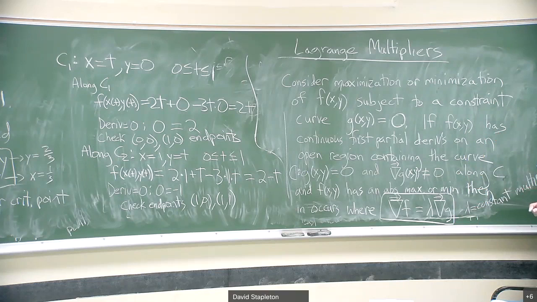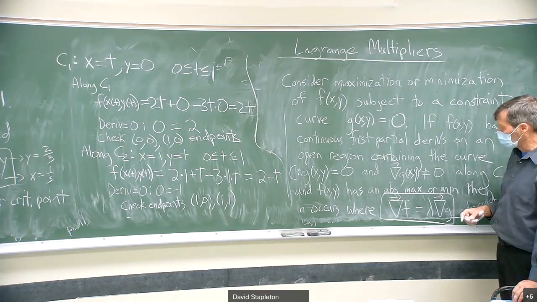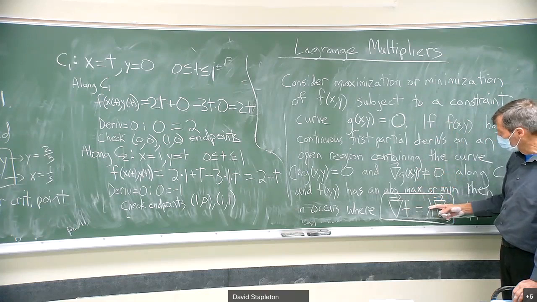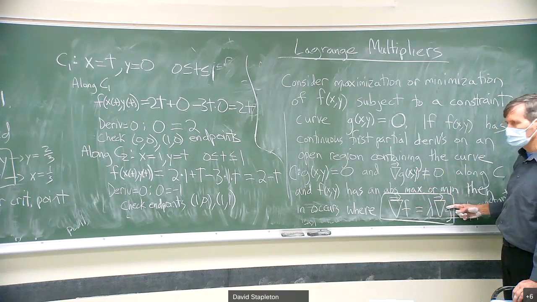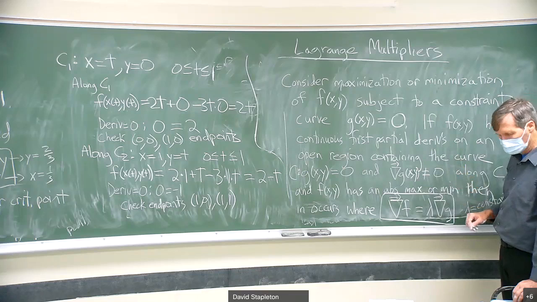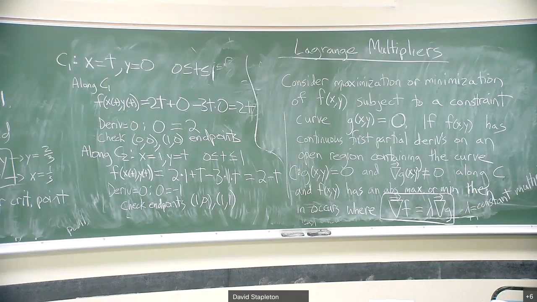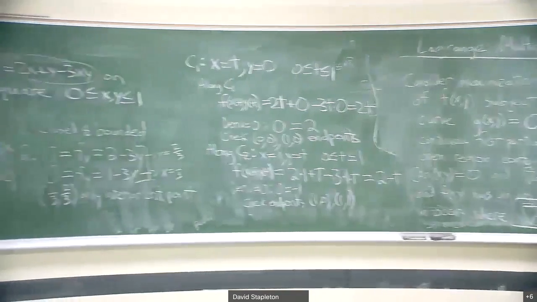It's just a constant. So what this says is if you have a constrained maximum under these nice conditions, it's where the gradient of f is a multiple of the gradient of g. They point in the same or opposite direction. And here's just an outline rather than trying to do a detailed proof, which is too much for this class.